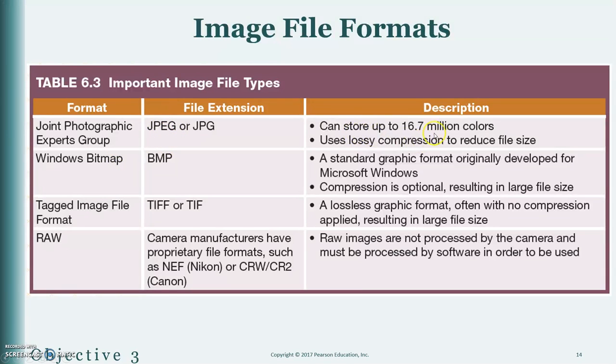JPEGs can store up to 16.7 million colors, and they use lossy compression to reduce file size because these are huge files. If you have it in a bitmap file type, compression is optional. So these can also end up as very large files.